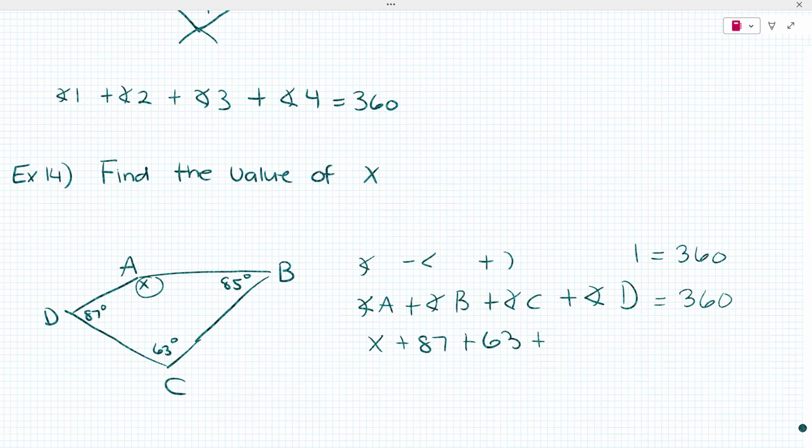So angle A is x, angle B is 87, angle C is 63. Angle D is, what is angle D? 87? Wait, did I miss this? Yes. Angle B is not 87, angle B is 85. Angle C is 63, angle D is 87. And that gives you 360.